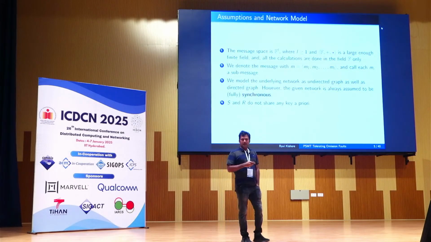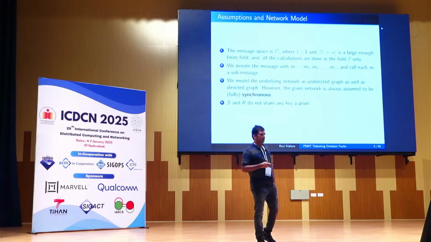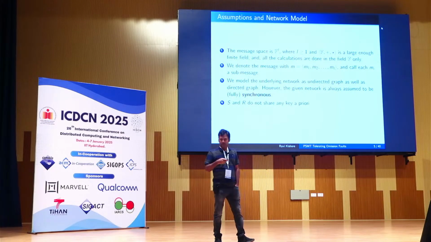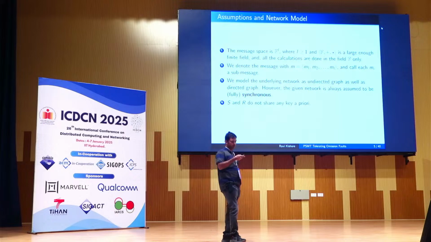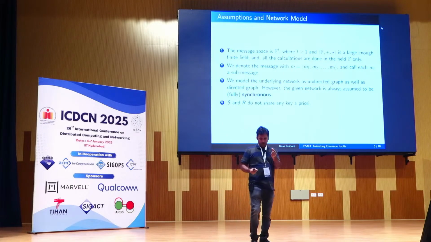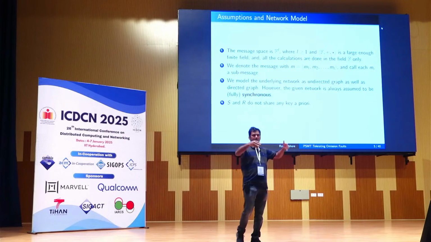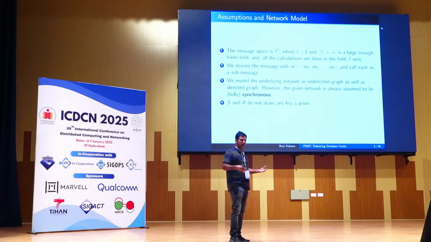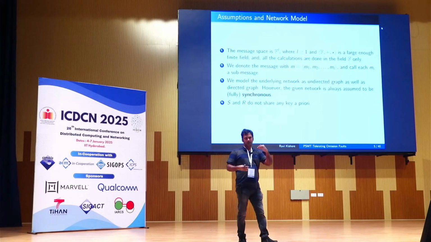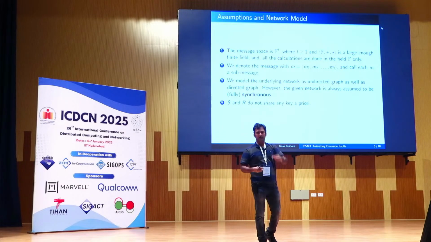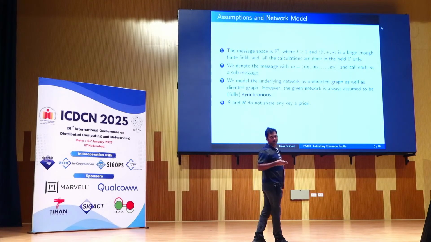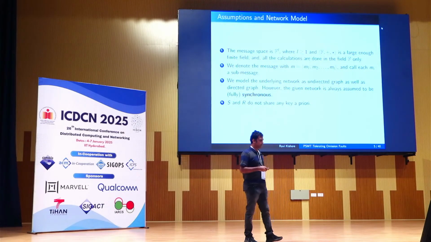Okay, a few assumptions, and what is the network model that we consider. Here, the message is coming from some finite field. We can either send one single message which is coming from a finite field, or a vector of size L where each sub-message is coming from the field F. And all the calculations take place in this field F only.